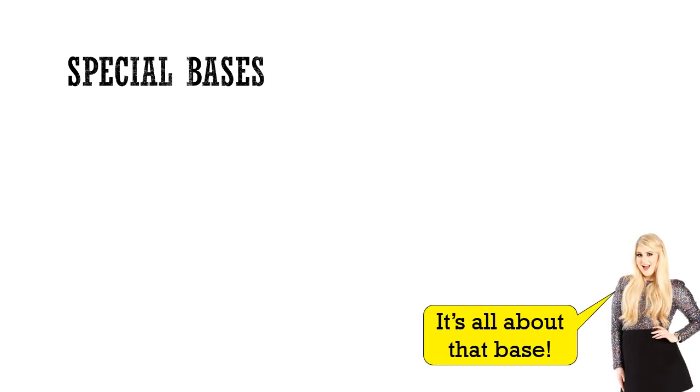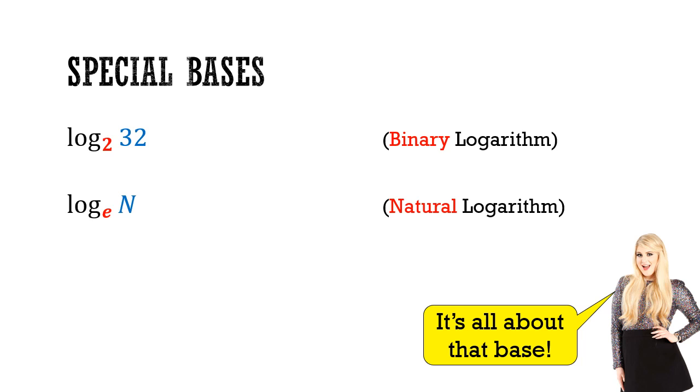Now, before we go into computing logarithms, it's important to note that logarithms is all about that base. And let me highlight 3 special types of logarithms because of their commonly used bases. The first is binary log, and that is log base 2. The second is the natural logarithm, and that's log base e, where e is Euler's number, which is roughly 2.71828.